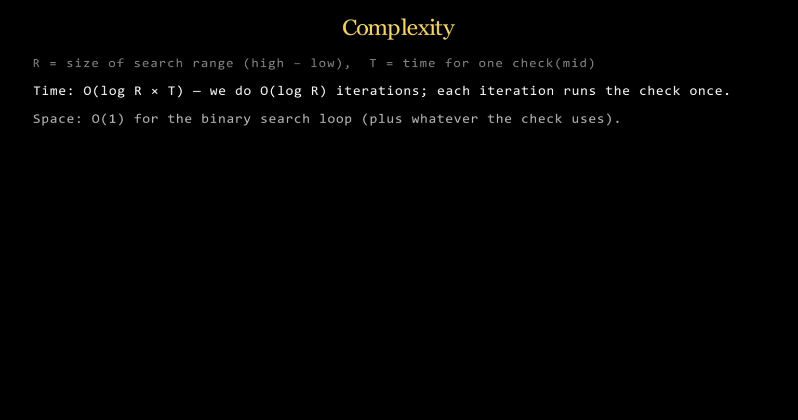R is the size of the search range, t is the time for one check. We do logarithmically many iterations in R, each iteration runs the check once. So total time is O of log R times t, space is O of 1 for the binary search loop, plus whatever the check uses.